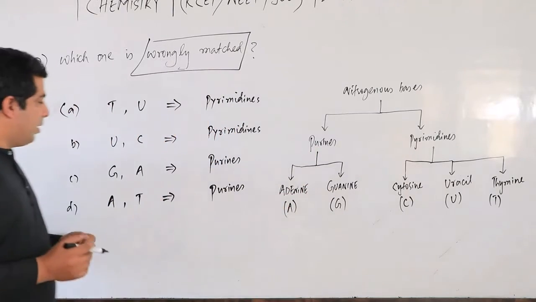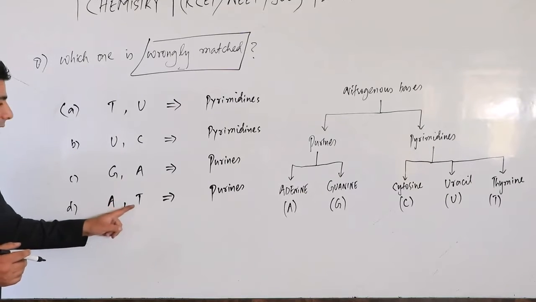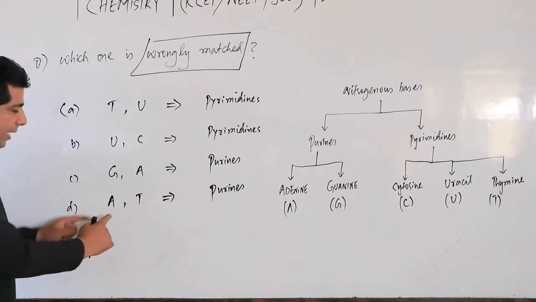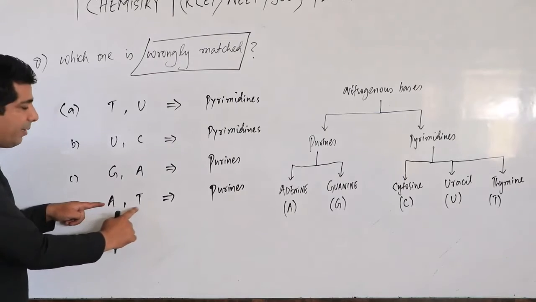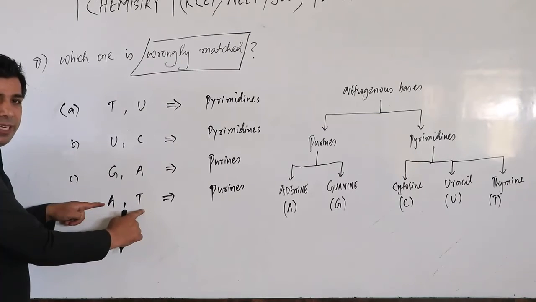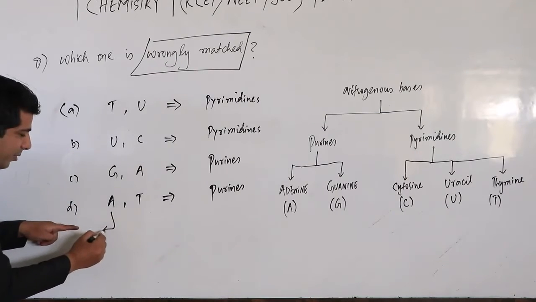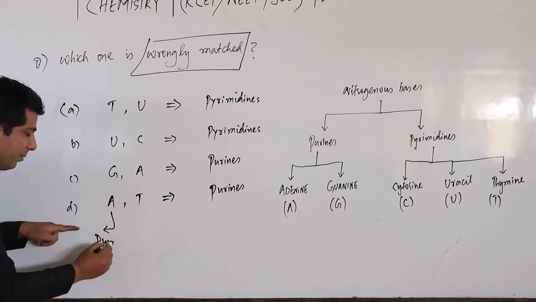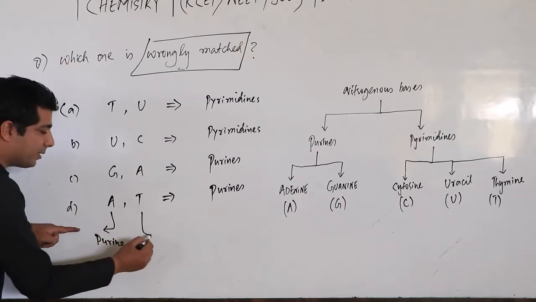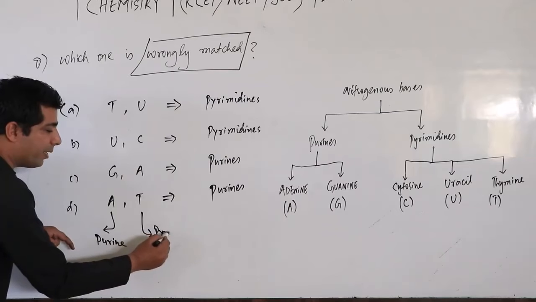Last one, adenine and thymine are purines. Adenine is basically a purine, but thymine is basically what? Pyrimidine. So this guy is basically your adenine. It is a purine. And this thymine is your pyrimidine.